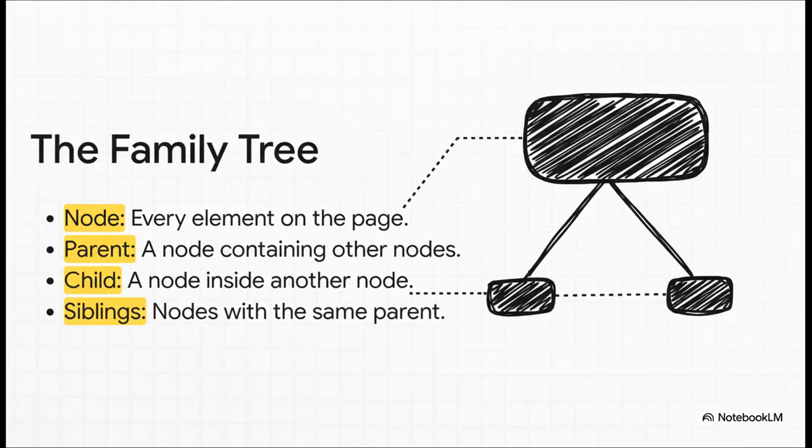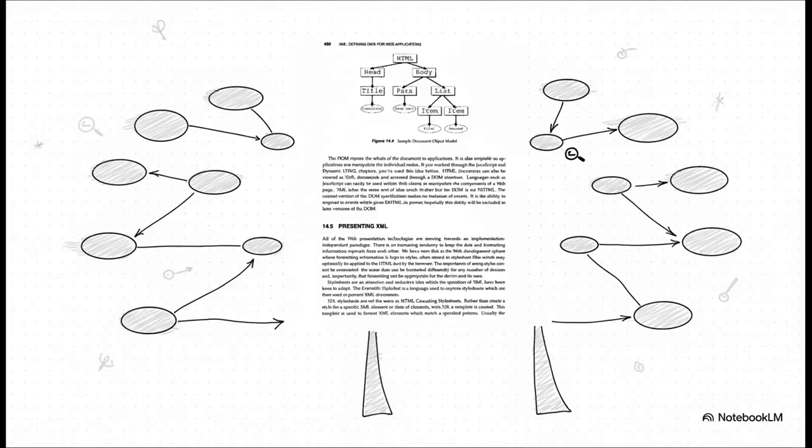And we can even use the language of a family tree to get it. Every single element, whether it's a headline, a paragraph, an image, is called a node. A node that holds other nodes inside it, that's a parent. And the nodes inside are its children. And any nodes on the same level, sharing that same parent, are siblings. See? It's just like a family. This whole structure is so brilliant because it turns a static document into this dynamic collection of individual objects. By organizing everything into this tree, the browser can find any single element, any node, and mess with it directly without having to reload the entire page. And that, right there, is the secret sauce.